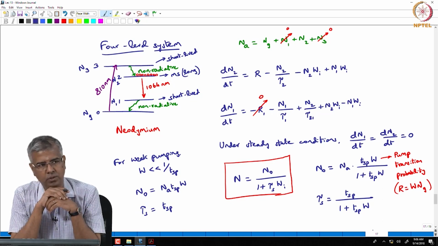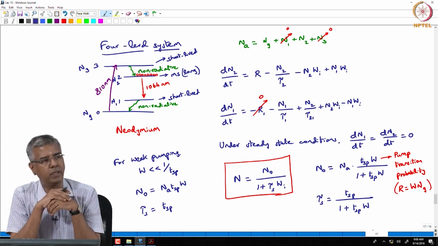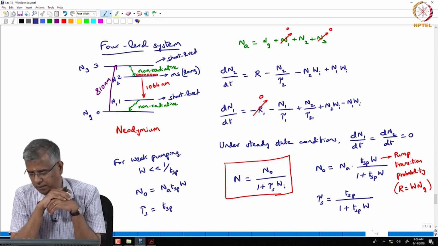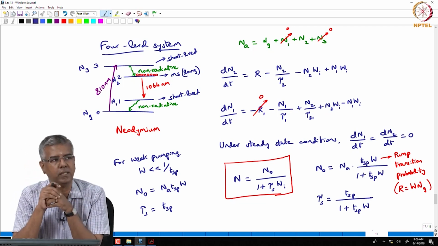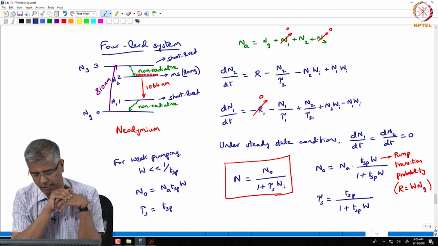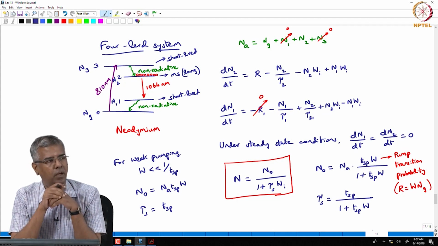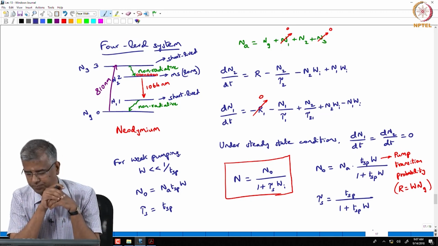And we said if you assume steady state condition, then dN2/dt and dN1/dt are equated to 0. So, that allows us to come up with a relatively simplified expression for the inversion, and we are trying to get that inversion as a function of the pumping rate as well as a function of the amount of signal photons that are going through the amplifier.